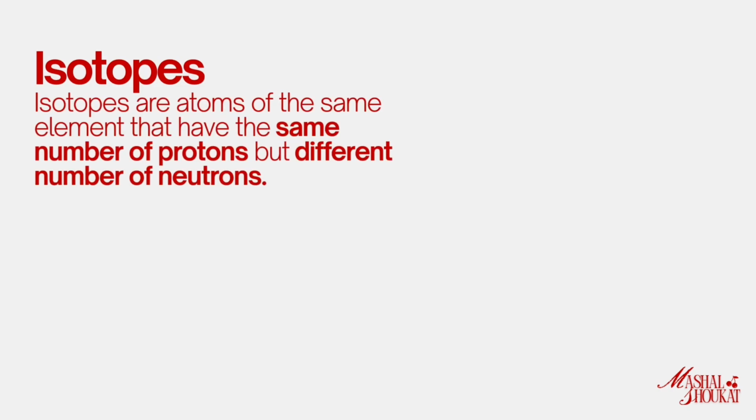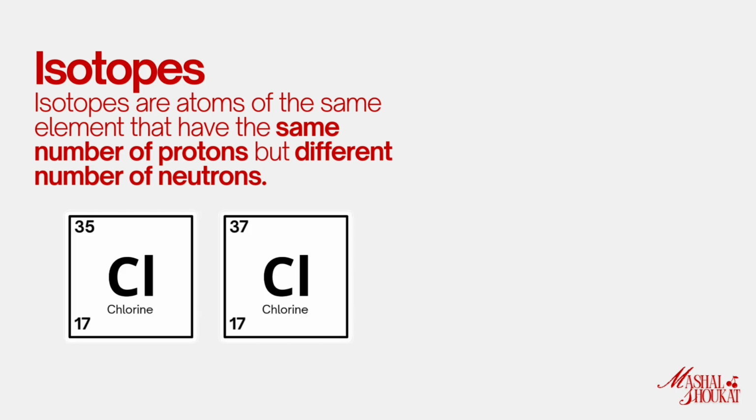Let's move on to isotopes and understand what they are. Isotopes are atoms of the same element that have the same number of protons but different numbers of neutrons. For example, chlorine-35 and chlorine-37 are both chlorine atoms because they both contain 17 protons, but they have different numbers of neutrons.